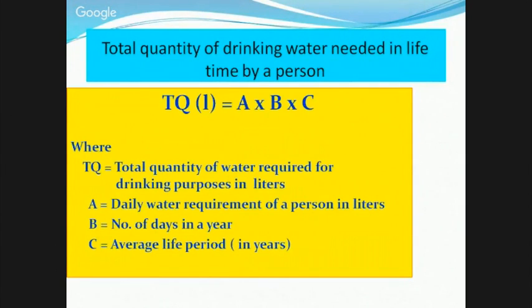If you want to calculate how much drinking water is needed, a rough estimate you can get is TQ = A × B × C. TQ is the total quantity of water consumption for drinking purposes in liters, A is the daily water requirement, B is the number of days in a year, and C is the average life of a person in years.